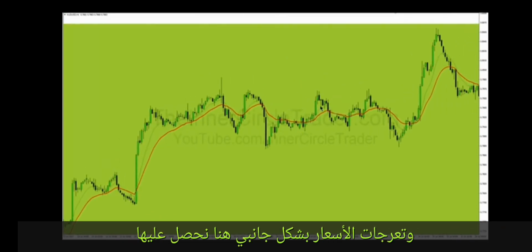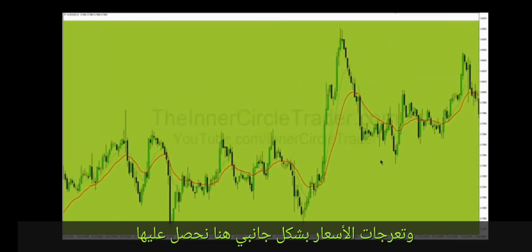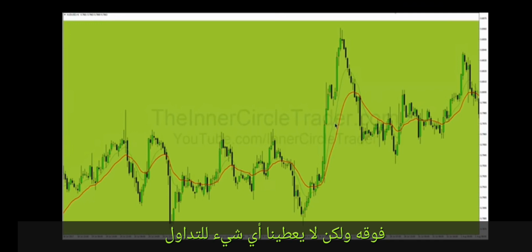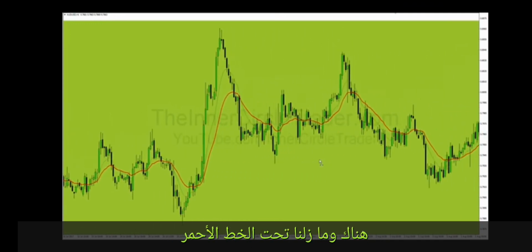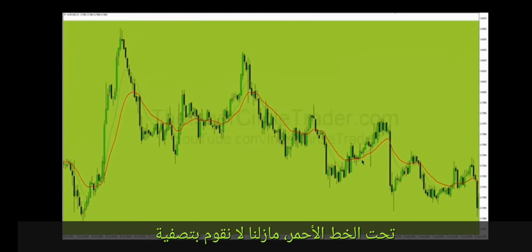And price meanders sideways in here. We get above it, but doesn't give us anything to trade there. And we're still below the red line, can't take any trades there long. We're below the red line, we're still filtering.